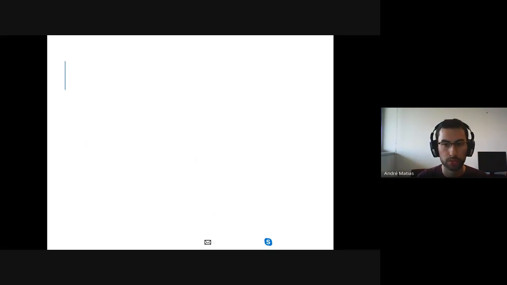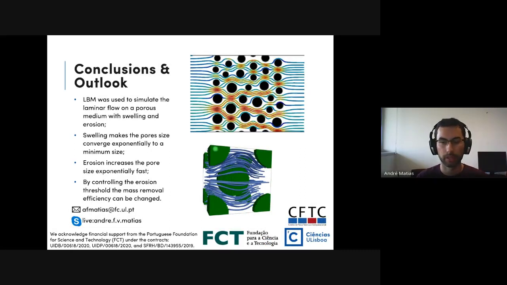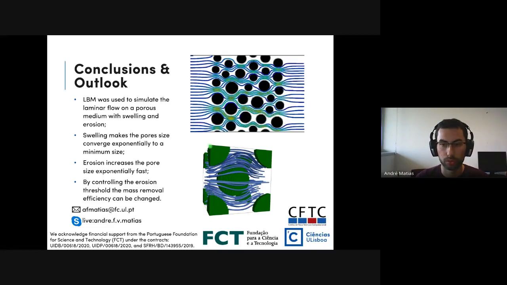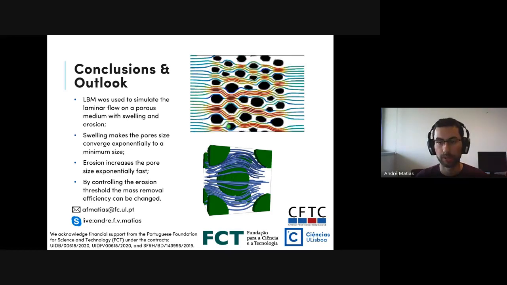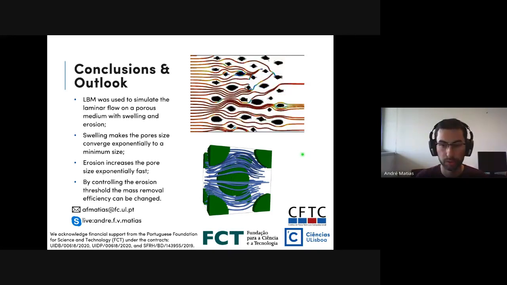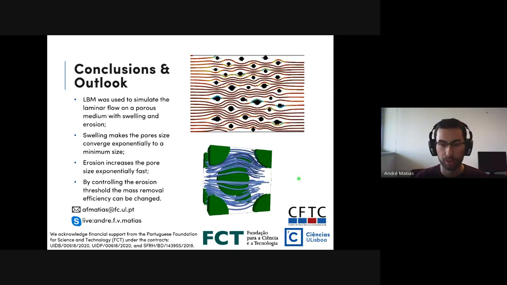So just to conclude and to give some outlook, this is for a very simple system where I have simply parallel plates. We are currently working to try to understand the same behavior on a more complex medium like this one, where we have multiple spheres, or this one where we have a flow in three dimensions. Thank you very much for your attention.